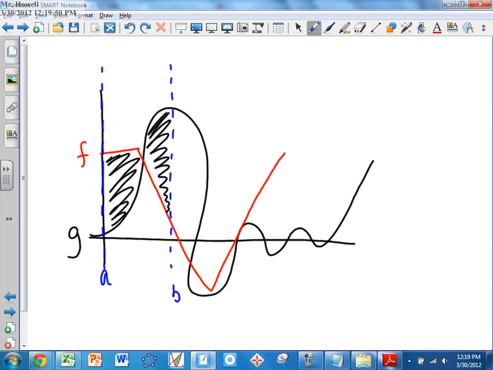Now I want you guys to think. Can somebody tell me, if I wanted the overall area from A to B, what would my formula now be? I want you to really think about it first. Write it down. Try it first.